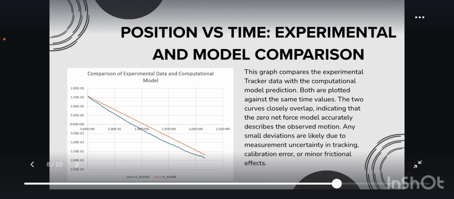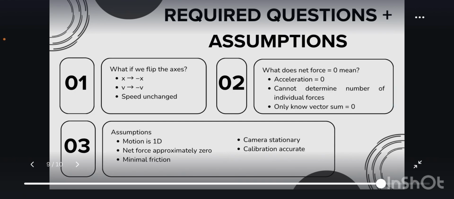One thing to note is that they are plotted against the same time values and the two curves closely overlap, indicating that the zero net force model accurately describes the observed motion. Any small deviations are likely due to measurement uncertainty in tracking, calibration error, or minor frictional effects. Finally, we have the required questions and the assumptions that we used.